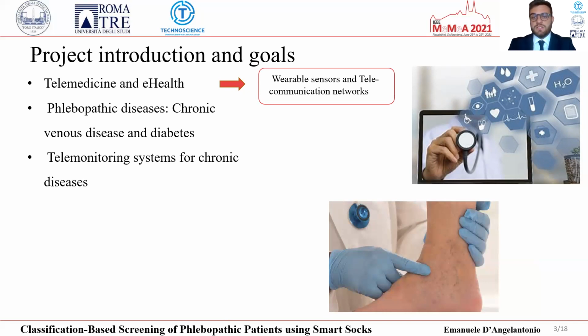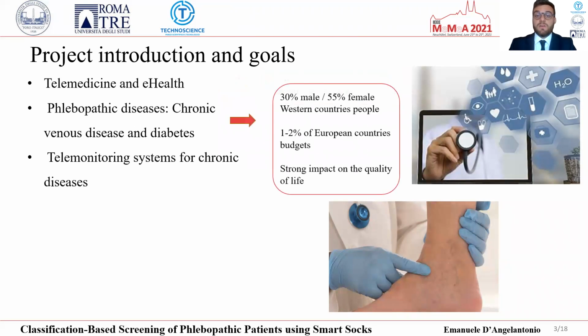But telemonitoring is for sure highly relevant in assisting patients suffering from chronic diseases, as phlebopathic disease and so chronic venous disease and diabetes. Phlebopathic diseases involve the blood vessels and generally develop and worsen with age, causing swelling in legs, itching, pain, and in more severe cases, deformities and ulcers. They are very common in the world, with 30% of male and 55% of female affected in Western countries.